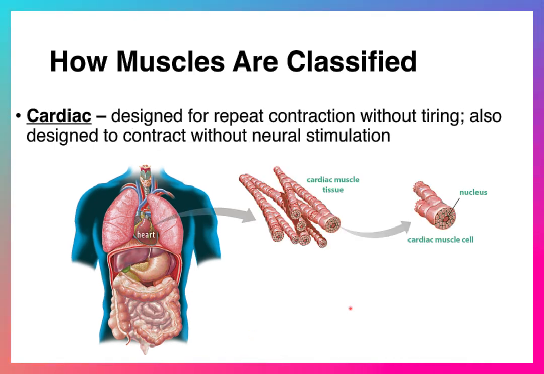The last muscle group is called cardiac muscle, which is striated like the voluntary muscles, but obviously it's not voluntary. These are designed for repeat contractions without tiring. They're designed to contract without neural stimulation. In other words, they do not require any neural stimulation. Many of the smooth muscles, like in your GI tract, still require neural stimulation in order to function.